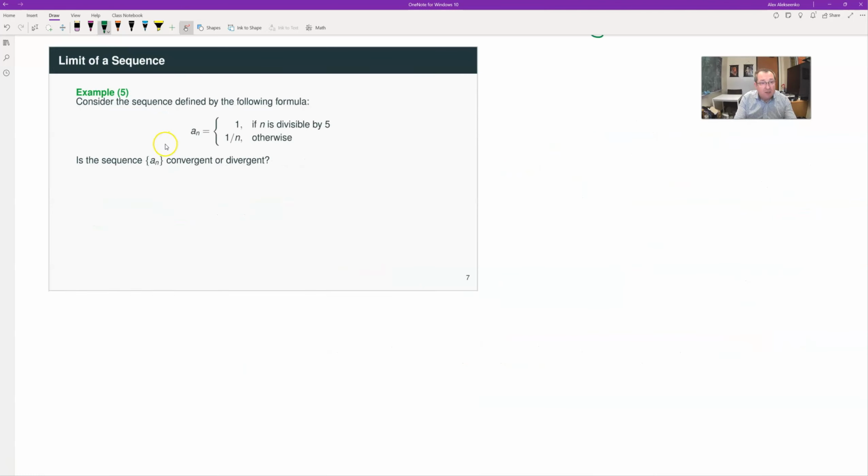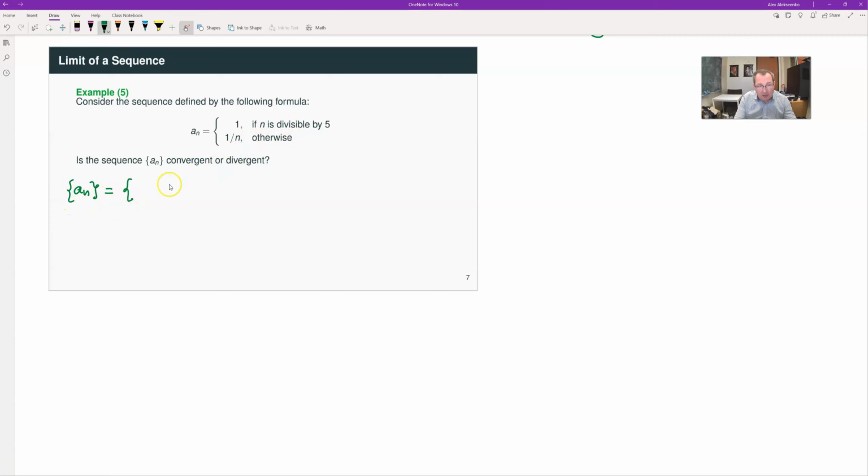Let us take a look at another example. So here we have a sequence defined by a tricky formula. So it looks like a piecewise function, and it actually works like a piecewise function. It says if n is divisible by 5, then that element should be equal to 1. In all other cases, it's 1 over n. So let us see if we can write down a few elements of that sequence.